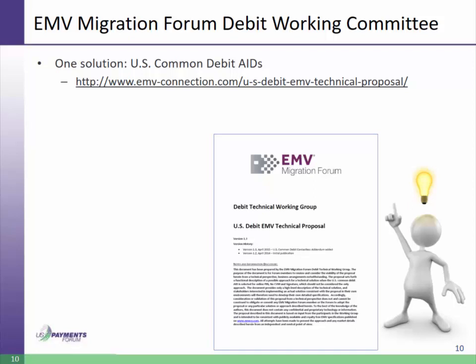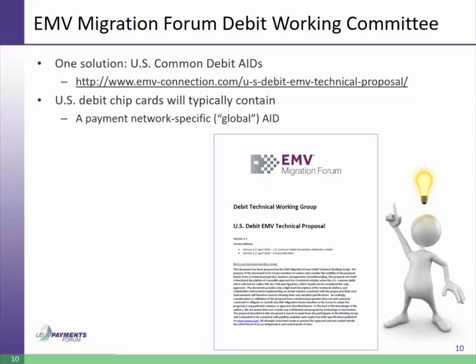Common Debit AIDs. The typical implementation of a contact debit chip card with a U.S. Common Debit AID, at least in the early phases of the U.S. EMV migration, will involve a card with two AIDs: a payment network-specific AID, which we will refer to as a global AID in this presentation, and a U.S. Common Debit AID.